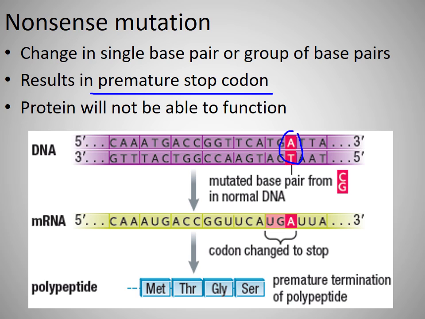The example here is UGA. If that UGA codon is before the actual stop codon because of a mutation that had occurred in the DNA, the polypeptide won't be finished. There's a premature termination of translation. The polypeptide will not be finished, and the protein will then not function properly.